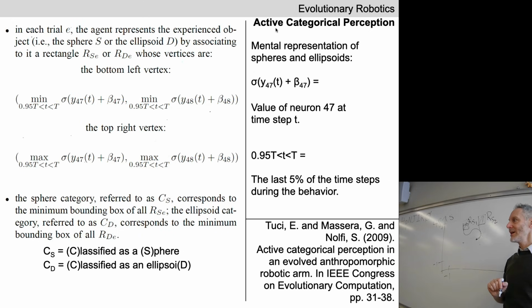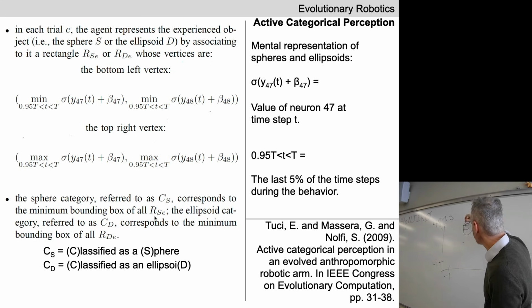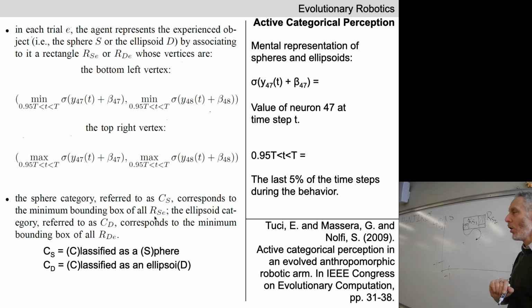So far, so good? Have I lost anyone? Okay, all right. They are then going to compute the sphere category, the C in active categorical perception, which they're going to refer to as C sub S. This is going to correspond to the minimum bounding box around all the R sub S's. So I only have 2 on the board at the moment. So this overall category is the bounding box around all of these bounding boxes. They're putting a net around all of the final little bits of experience of the robot in these 8 cases.